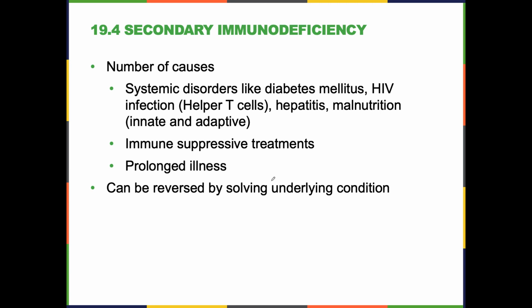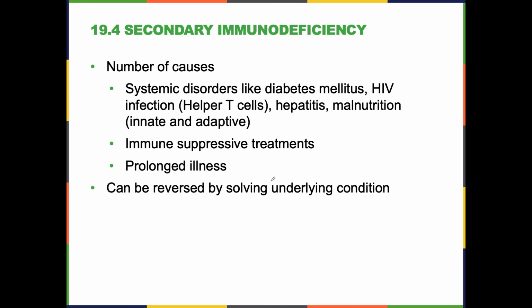So the good news about this is that if they know the cause and if it can be reversed, then you can simply rectify the situation by solving the underlying condition. So if malnutrition, for example, is the problem, just feed the kid and then it will not be a problem anymore, right? Certain things like HIV, there's no real cure for that, so there's not too much you can do about that, right? But eventually, if immune suppressive treatment is causing the immunodeficiency, at some point when you stop taking it, if you're lucky enough to come off it, then it won't be a problem anymore.